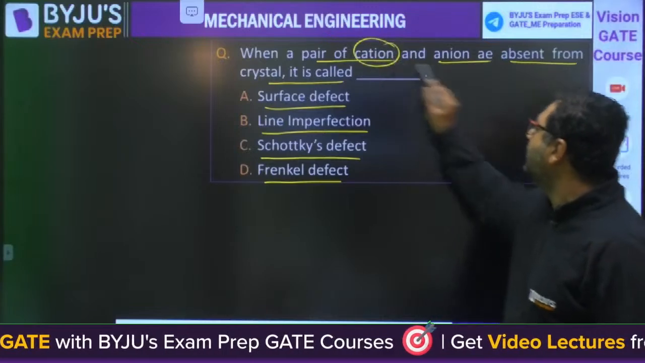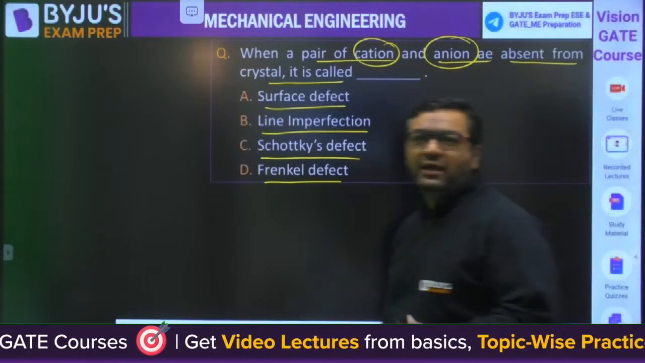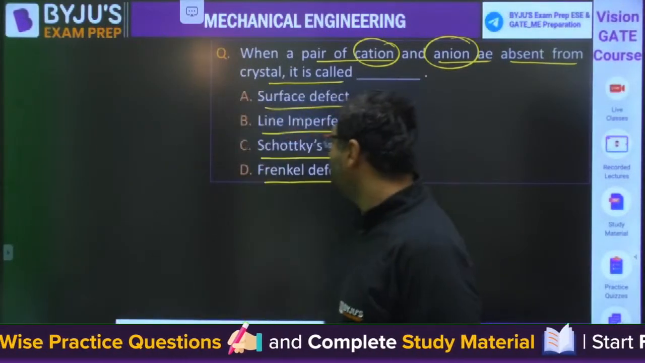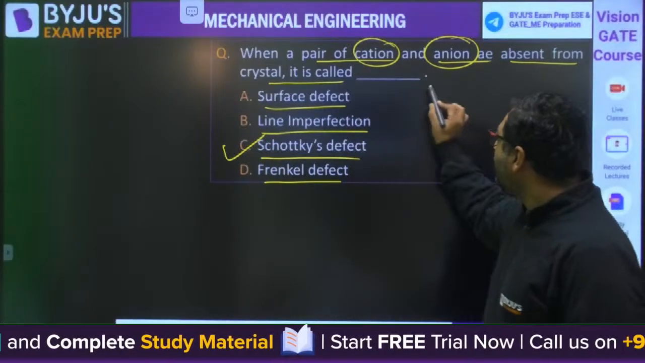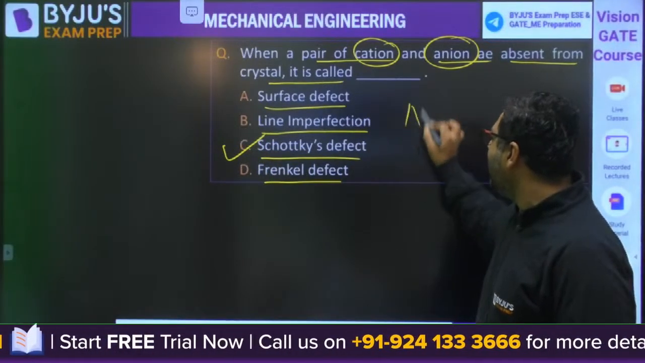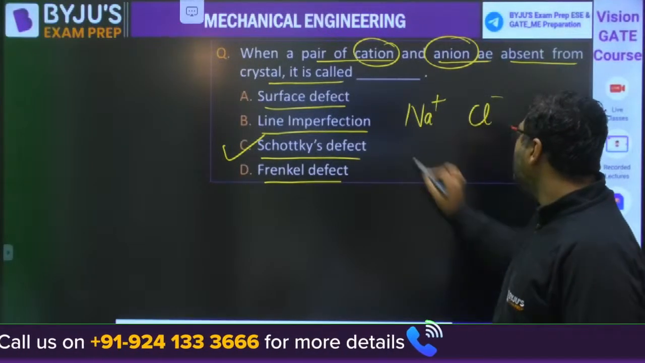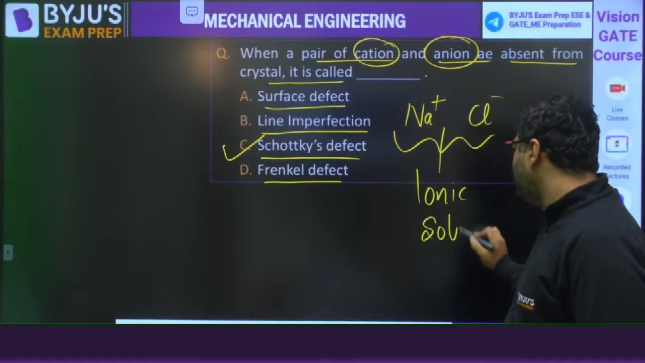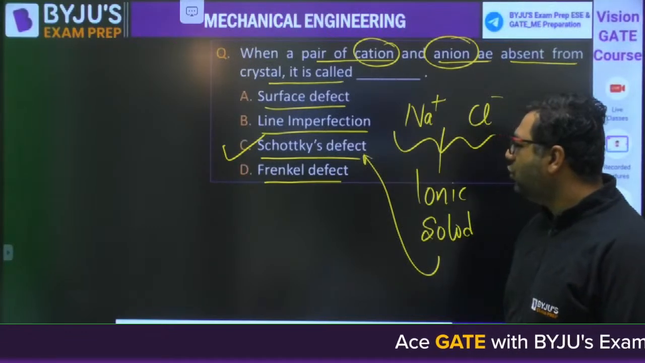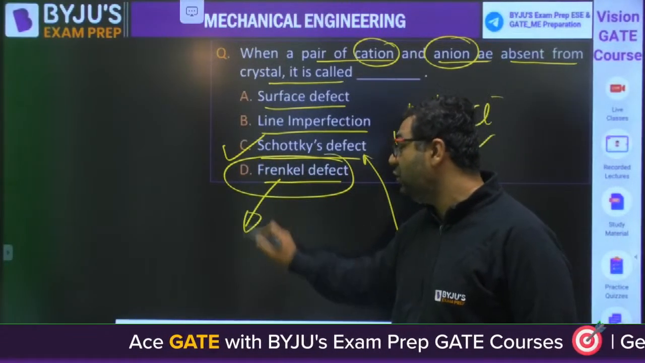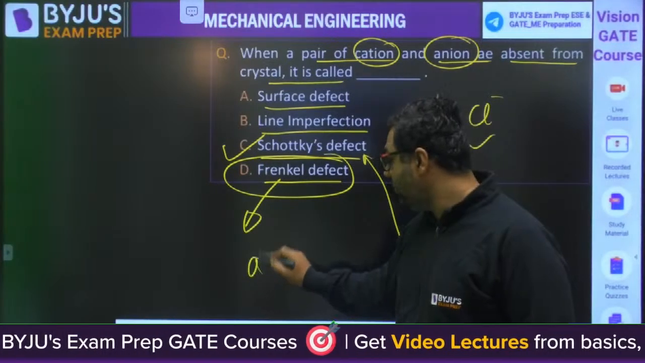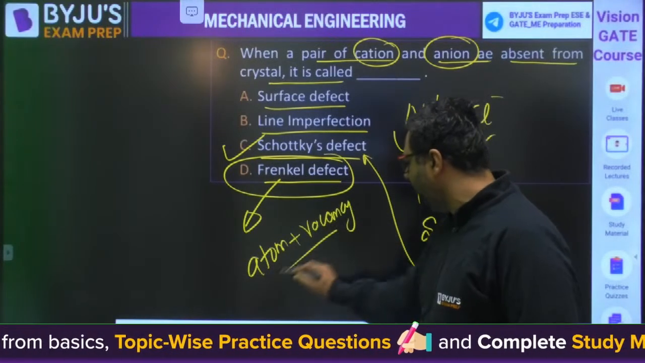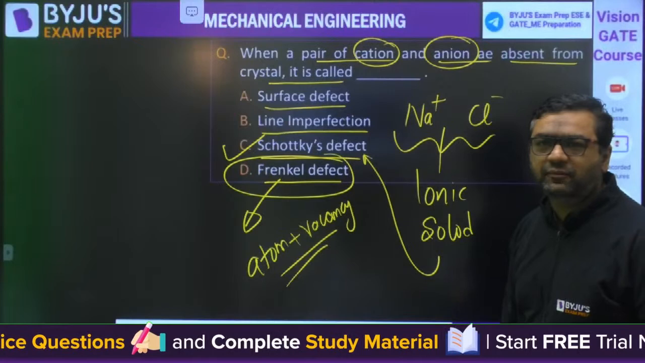A pair of cation and anion. What would be the answer? So Tushar is saying C. And I would like to say the answer of Tushar is correct, because when we are talking about cation anion, like Na positive, Cl minus, the ions in the ionic solids, the defect found is the Schottky defect only. And those who are saying Frenkel defect, in the Frenkel defect you are going to have an atom plus vacancy. So that is different from the Schottky defect. Okay. So answer will be C for this.